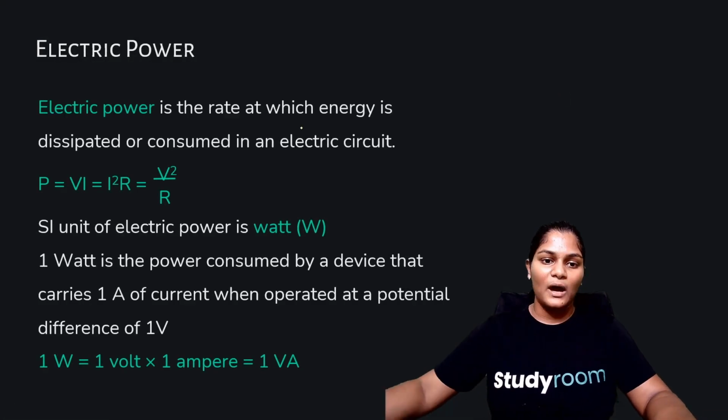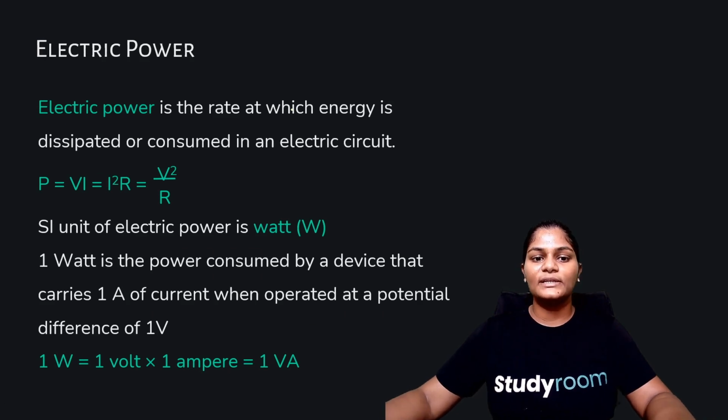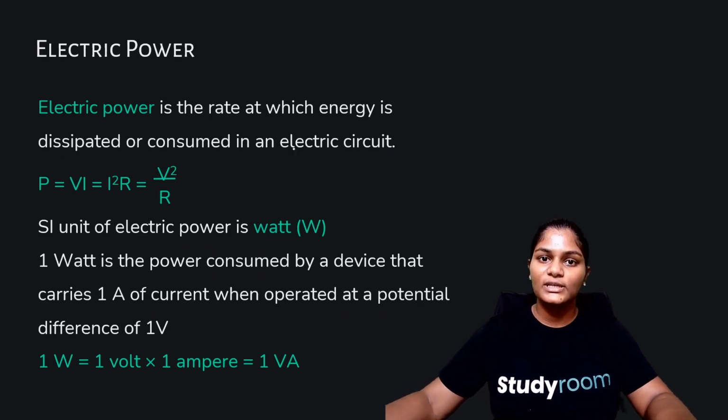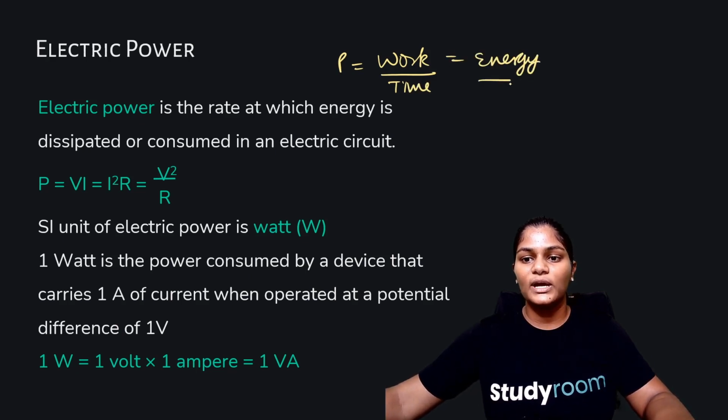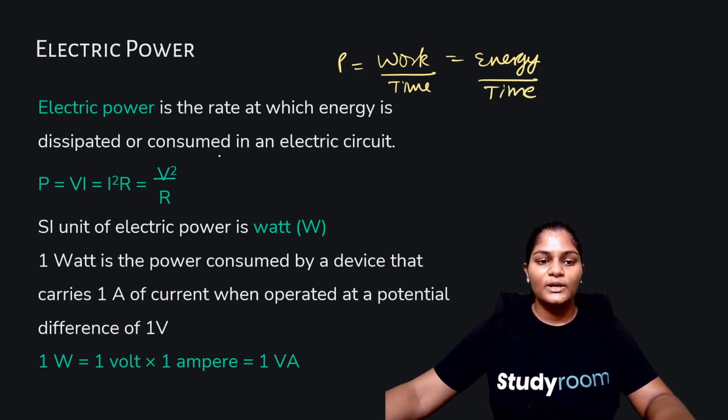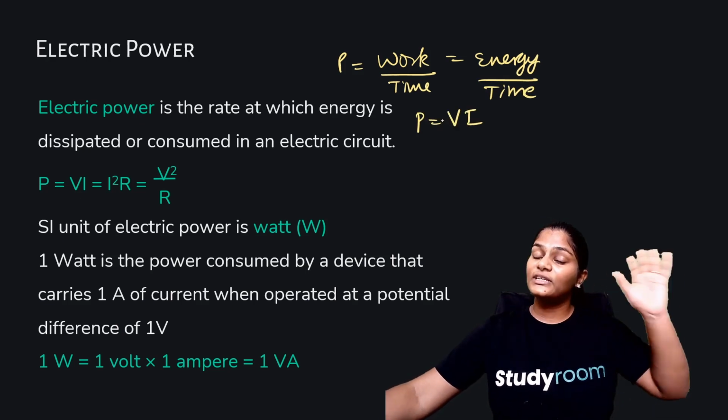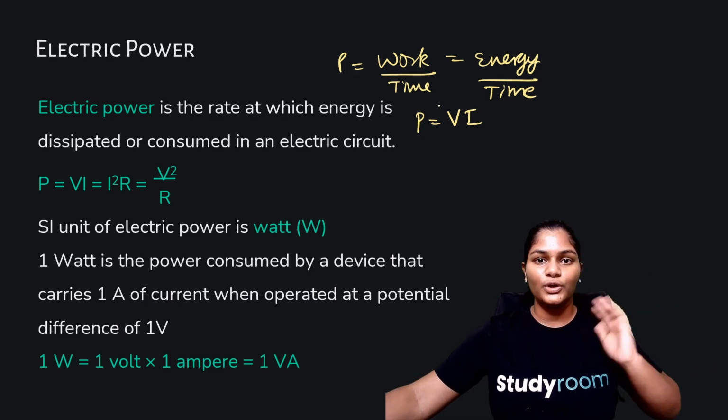Now, electric power, we've already talked about this, that it is the rate at which energy is dissipated or consumed in an electric circuit. Like we wrote, power is work upon time, or as work and energy are equivalent, we write power is equal to energy upon time. Now here we derived the formula P equal to VI, right? We did the derivation before. I'm not going to do it all over again.